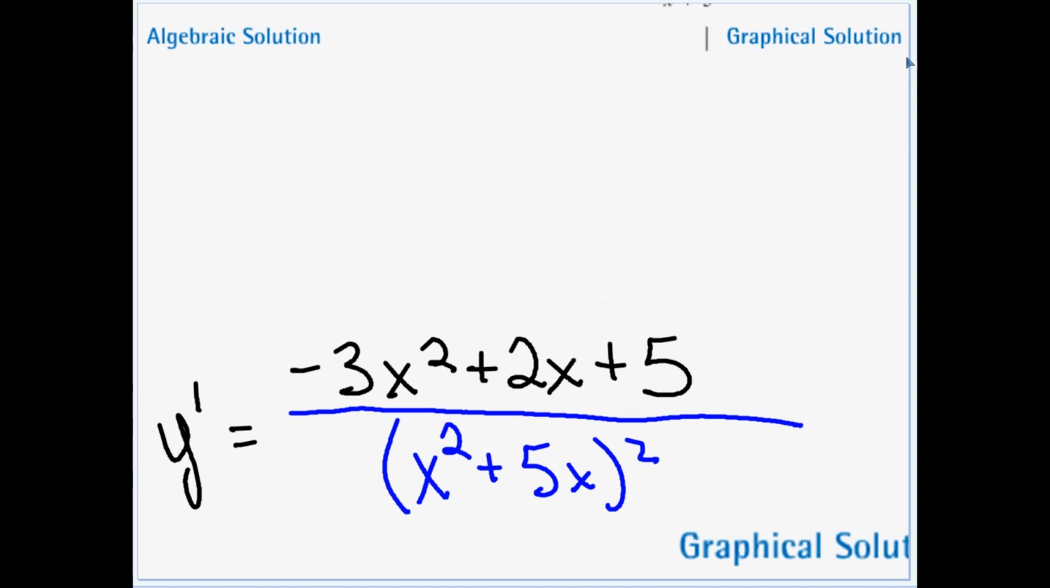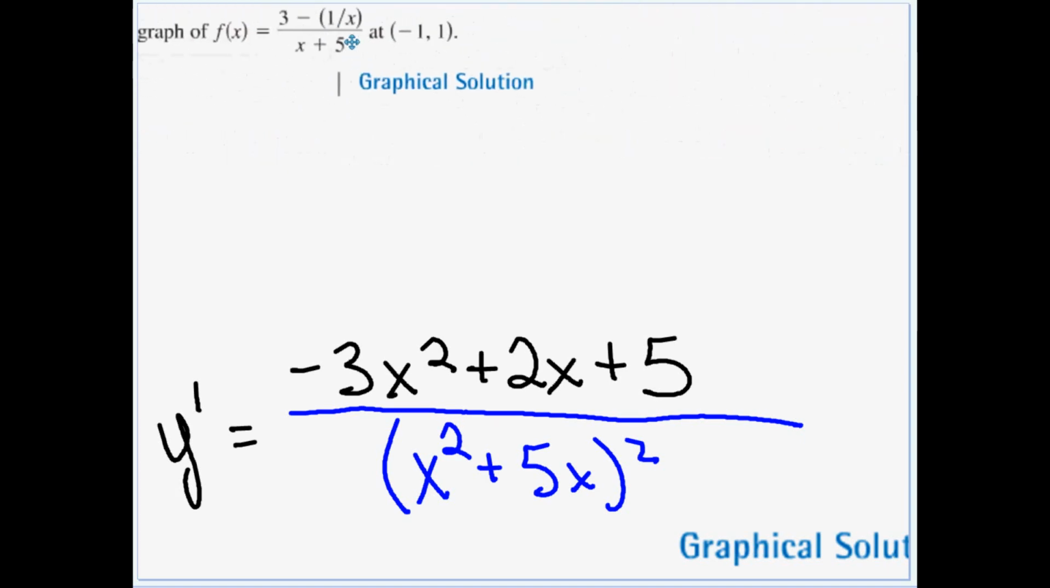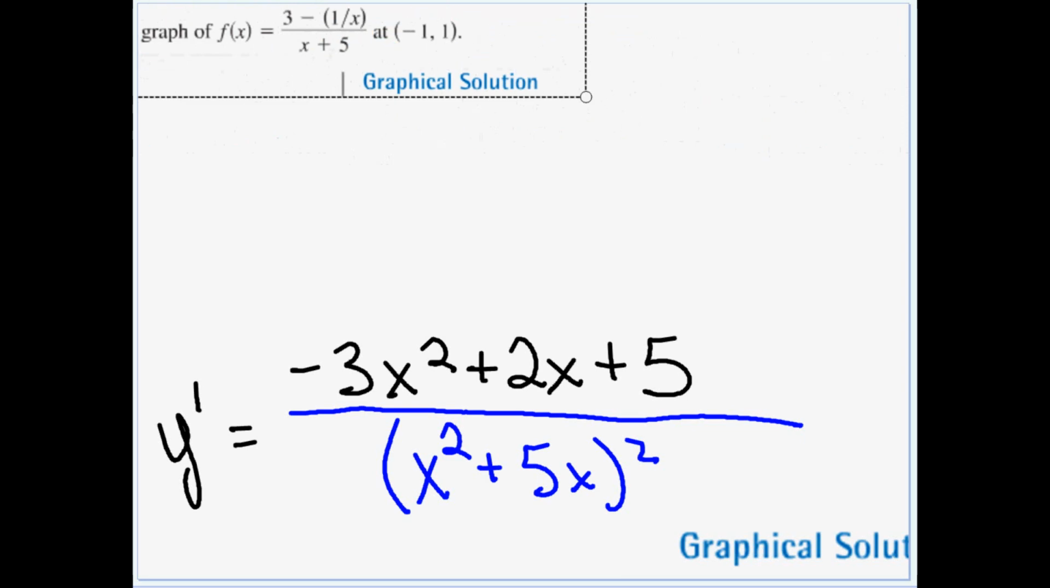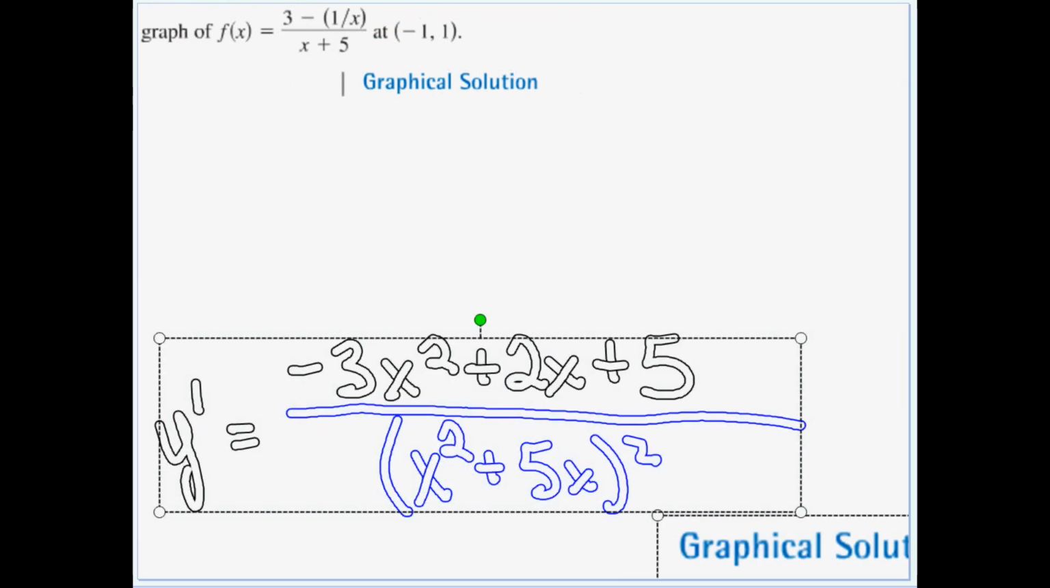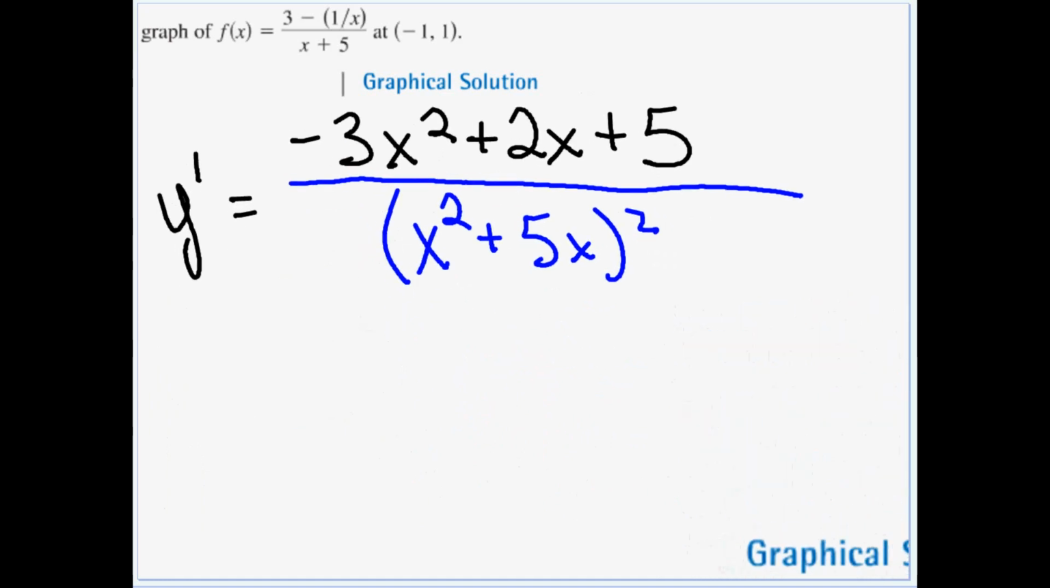Now remember, back at the start of the problem, they wanted the equation of a tangent line at a specific point, negative 1, comma 1. We need two things to write the equation of a tangent line: a point, which we have, and a slope occurring at that same point. And we use derivatives to find slope. So let me go back. We'll call this f prime of negative 1.